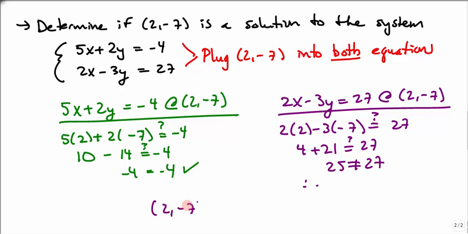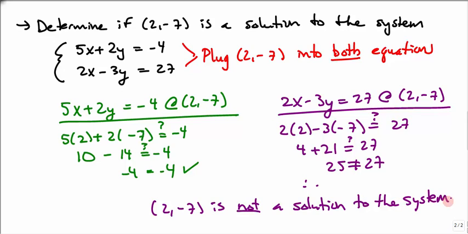(2, -7) is not a solution to the system because it didn't work for both of them. It has to work for both of the linear equations, not just one. So (2, -7) is not a solution to that system.